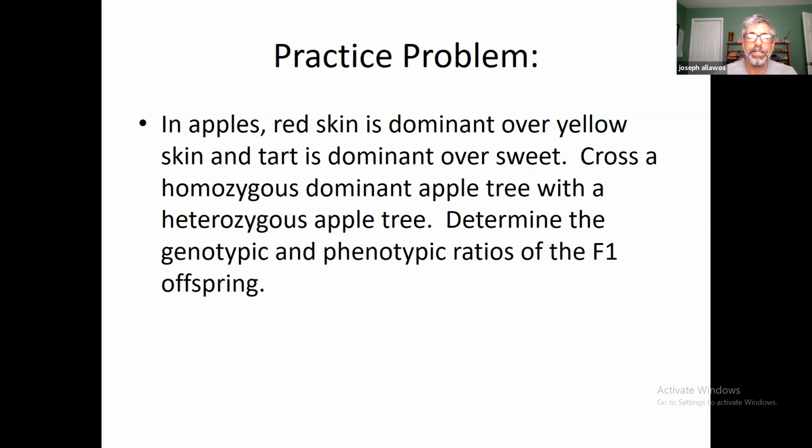It says in apples, red skin is dominant over yellow and tart is dominant over sweet. And then now it's telling you cross a homozygous dominant apple with a heterozygous apple, determine the genotypic and phenotypic ratios of the F1. You can only do the first cross in this example. You can't do the F2. So pause the video and work this problem, and then I'll be back to work it with you after you're done pausing.